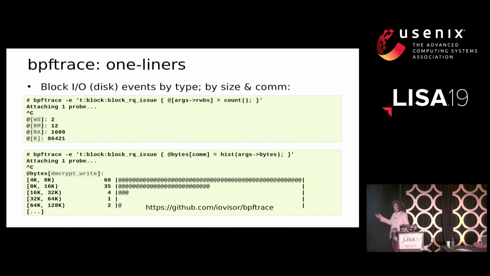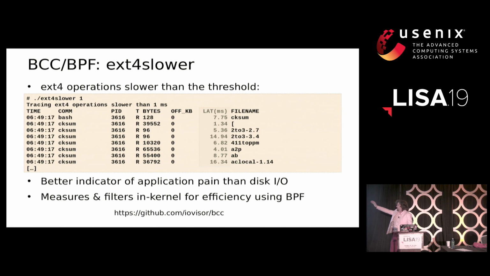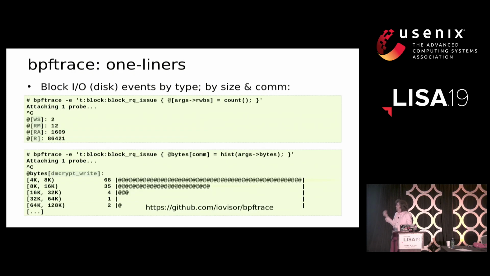And then BCC has all these very easy to use tools. And then BPF Trace is a new front end where you can do these custom one-liners and short scripts very easily. So here I'm summarizing the RWBS, which is the type field of block I/O. So I can see I had 86,000 reads and 2 synchronous writes. Here I'm doing a histogram of the size of the block I/O by process name. Amazing stuff. So BPF Trace, check it out.